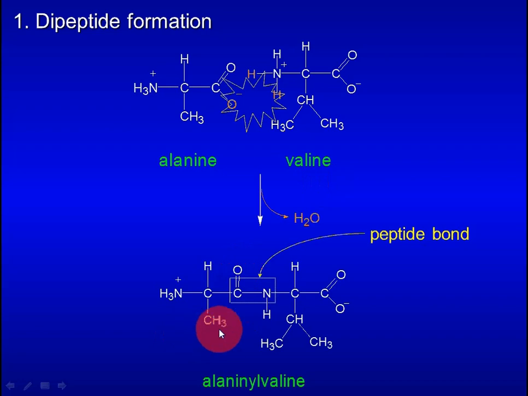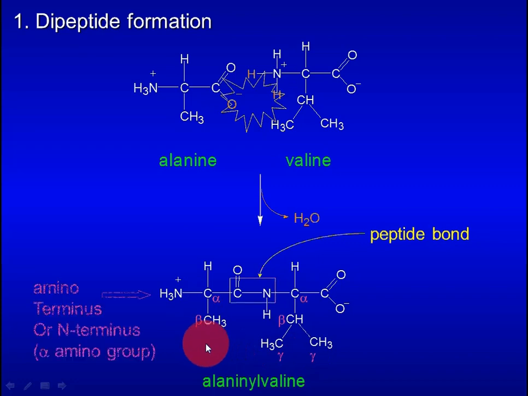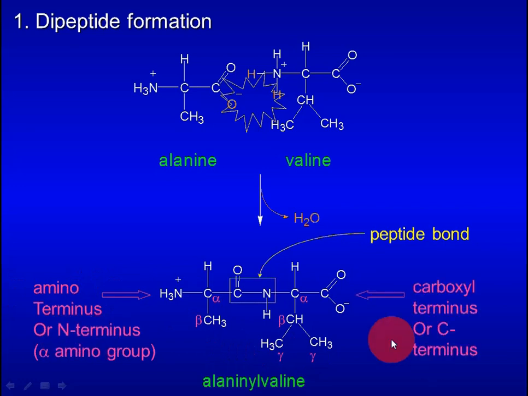The central carbon is the alpha carbon. Further away are beta and gamma carbons. The final product is called a dipeptide because it consists of 2 amino acid residues. The end with a free amino group is called the amino terminus or N-terminus. The one with a free carboxyl group is called the carboxyl terminus or C-terminus.